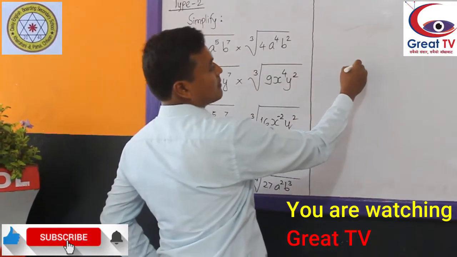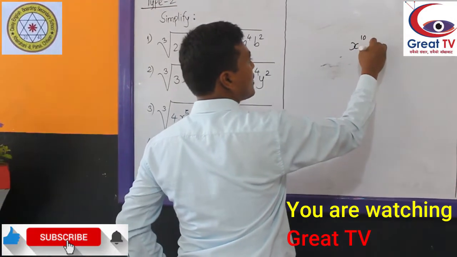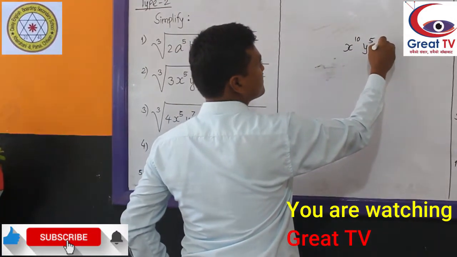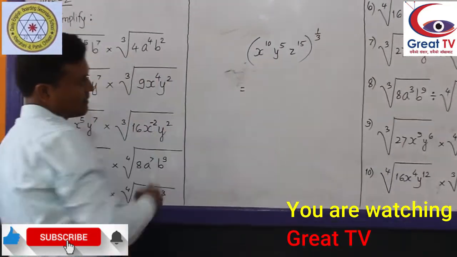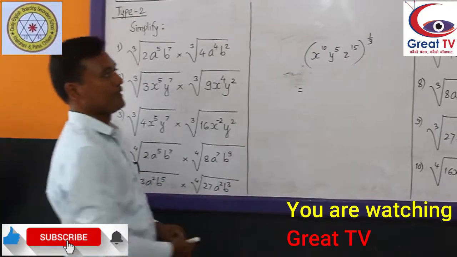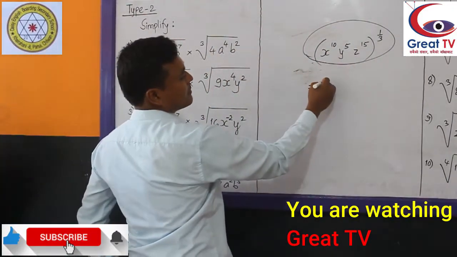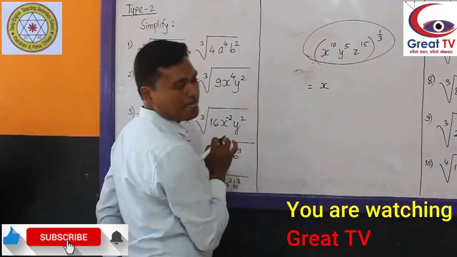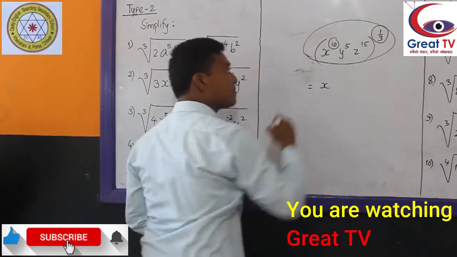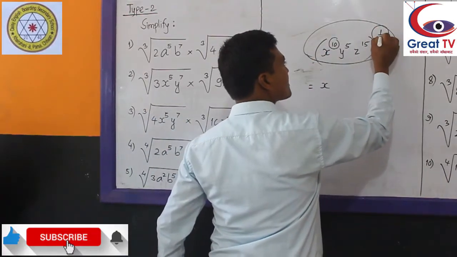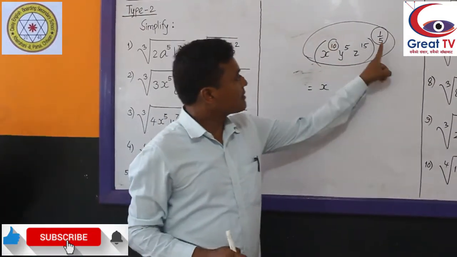But one thing, before I solve the first problem from the second type, let me remind you something. If we have this type, x to the power 10, y to the power 5, z to the power 15, whole power 1 upon 3, then this problem can be solved by using power of index. Here we don't have a coefficient. The power of x here is 10, which is multiplied by the whole power. Let's say here, to make it easier to understand, 1 upon 5. Yes, this is the whole power.